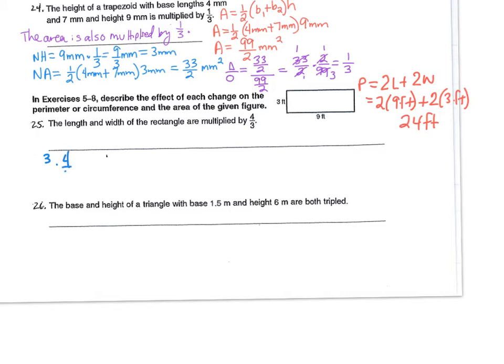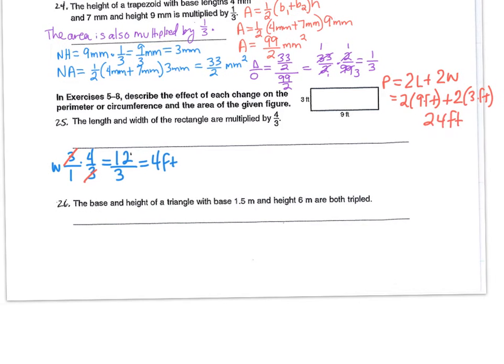So 3 times 4/3. And that would be 12 over 3, because you put it over 1, which is just 4. You could also just cancel the 3's like that, and that was 4. So it's 4 what? 4 feet. So that is the width. And this is the new width. Now my new length is going to be 9 times 4/3. 9 times 4 is 36 divided by 3, and that is 12. So this is supposed to be 12 feet.